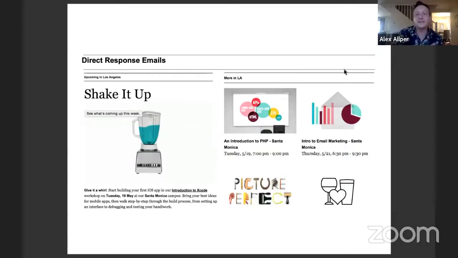Segment, segment, segment, segment, you guys. It is the key to digital marketing. And one day General Assembly will be doing it in their email.